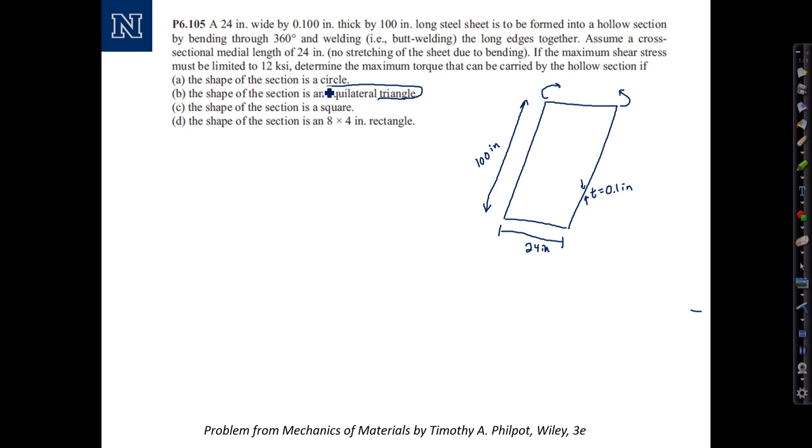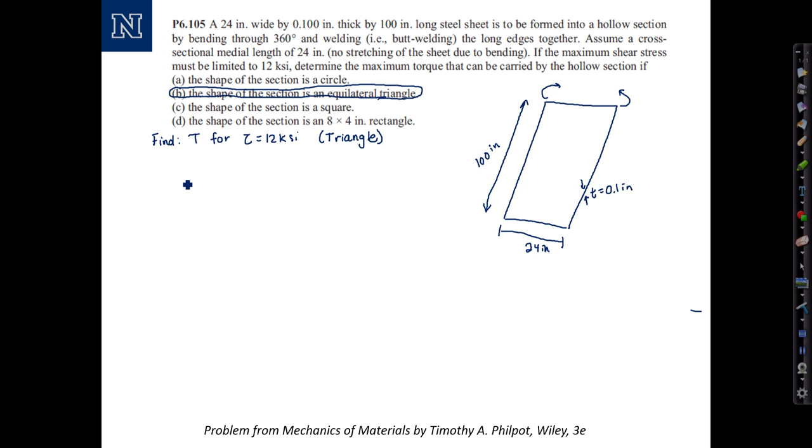For us, let's go ahead and just solve part B, considering the shape of the section to be an equilateral triangle. Okay, so we are to find, in this case, the torque that can be applied for tau equal to 12 ksi, and knowing that the section is welded into a triangle.